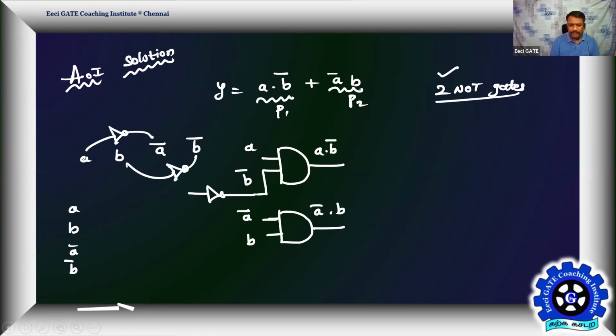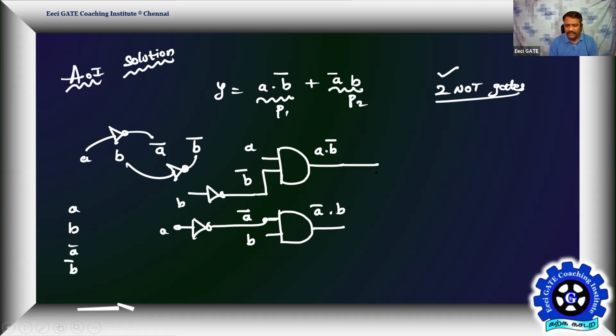I'm showing the complete implementation. This is B producing B bar, one NOT is used. And this is A bar, so I need one NOT. The signal is A, and this is B. You can connect B wherever you have B, and A wherever you have A. That's all. Anyway, the overall design will have two inputs, only A and B are the inputs.